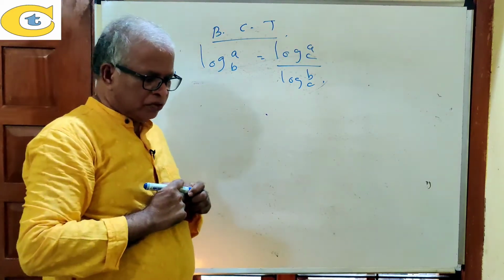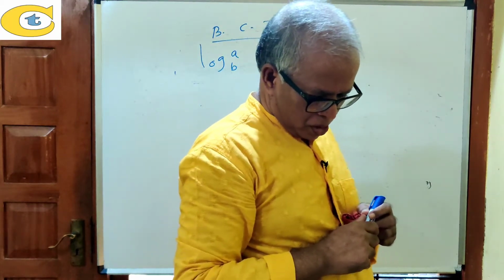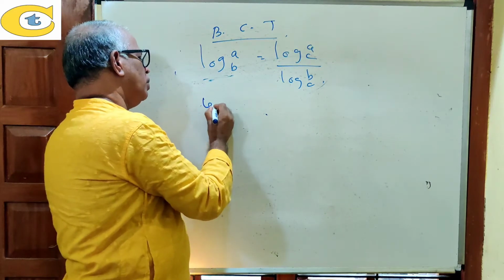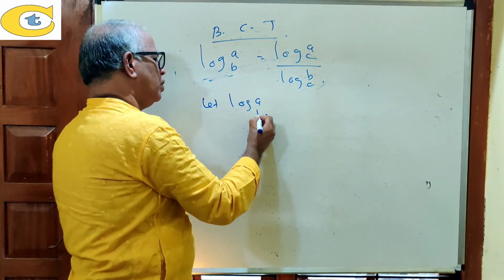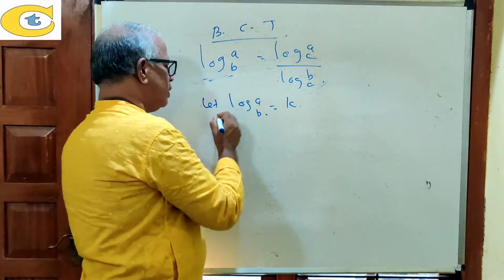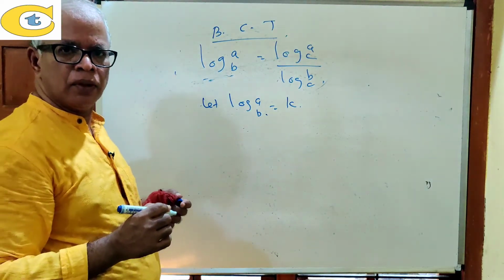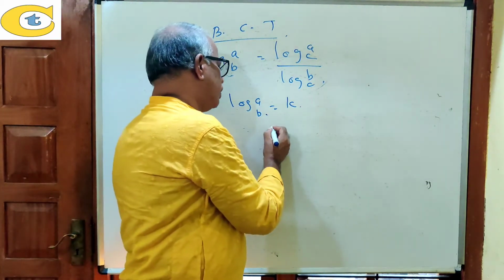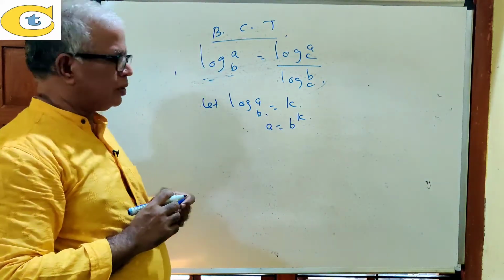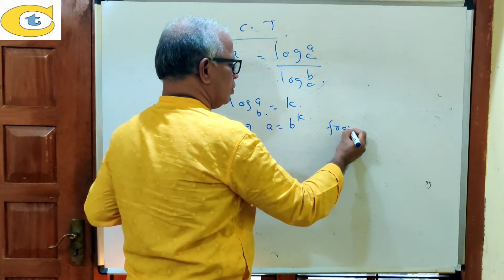So how will you do this one? This is a rule. You do one thing here. You put this: logarithm of a to the base b is equal to k. Just let logarithm of a to the base b be equal to k. Then by definition, what will you get? Tell me. a is equal to b raised to k. From definition we got it.